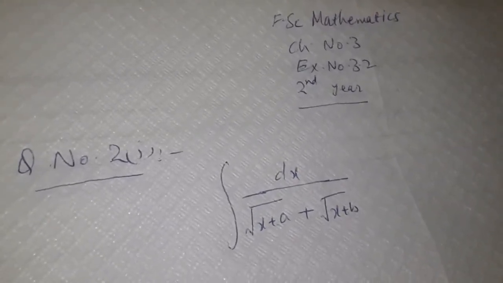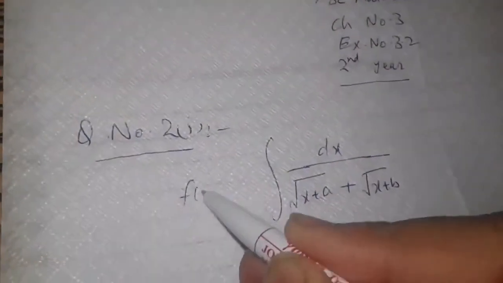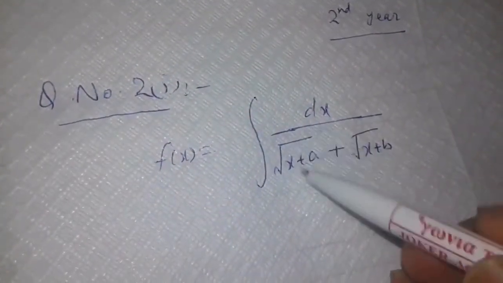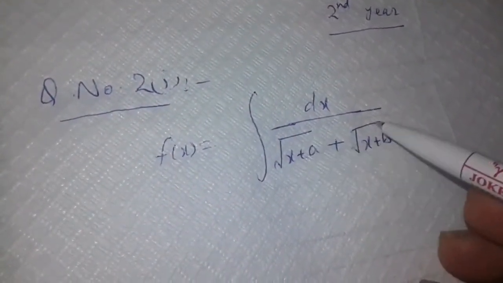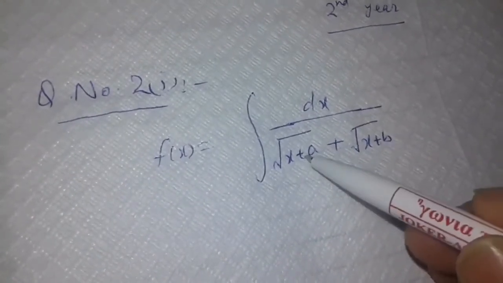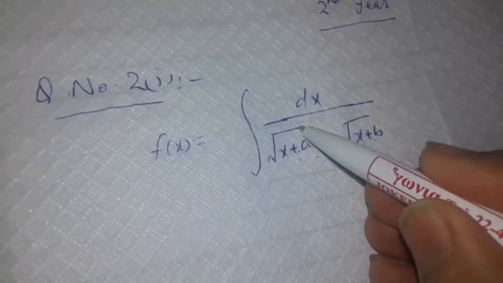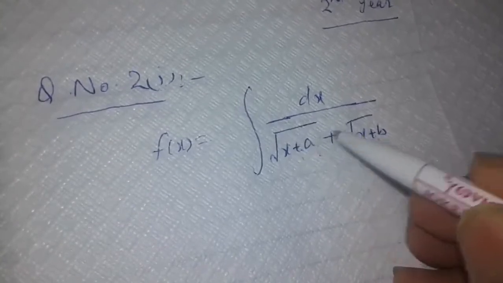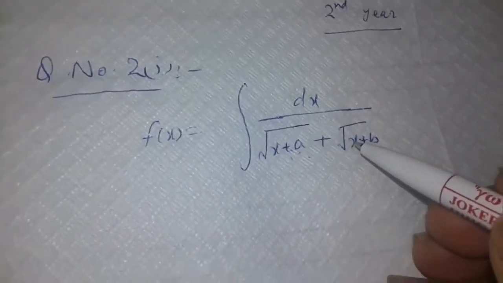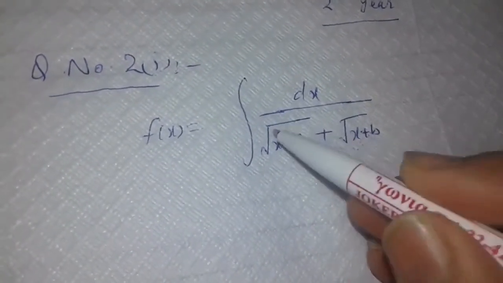It's question number 2, first part. The function is f of x is equal to integral dx whole divided by under root x plus a plus under root x plus b. Here are two terms in the denominator, and the denominator has square root in both of these terms. This is a complicated function, so first of all we will simplify this function, and after that we will integrate it.